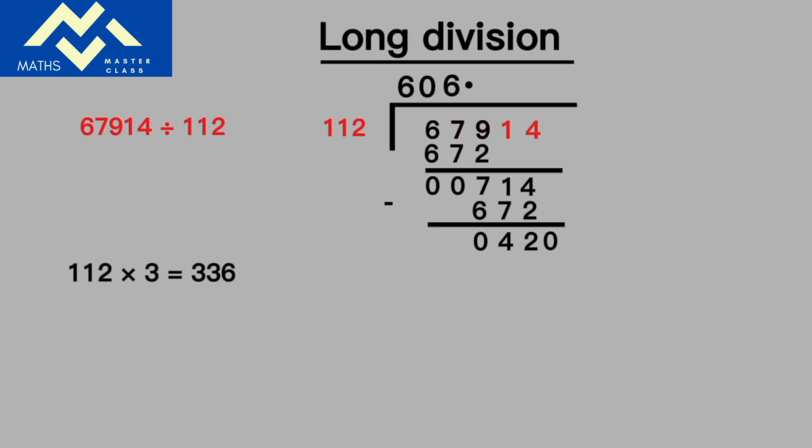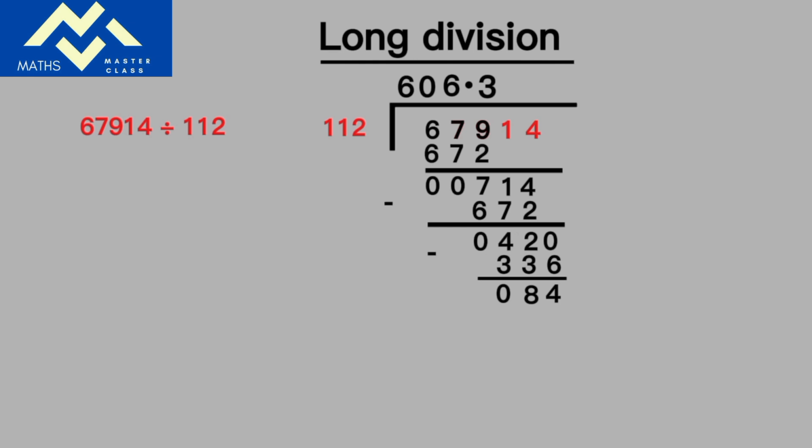112 times 3 equals 336. 112 times 4 equals 448. Too big. So we write 3 on top and 336 below. Next, subtract. 0 minus 6 can't go. Borrow 1 from 2. It becomes 10. 10 minus 6 equals 4. Here is 1 now, since we took off 1 earlier. 1 minus 3 can't go. Borrow from 4. 11 minus 3 equals 8. And 3 minus 3 equals 0. So we have 84 below.